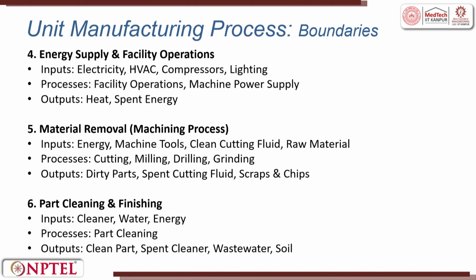Energy supply and facility operations. Inputs: electricity, heating, ventilating, air conditioning, compressors, lighting. I'm talking about the factory facility now. Processes are facility operations, machine power supply. Outputs are heat and spent energy. Material removal, that is the core machining process. Here we have inputs as energy, machine tools, clean cutting fluid, raw material. Processes could be cutting, milling, drilling, grinding, anything. Outputs are the dirty parts, spent cutting fluid, scraps and chips.